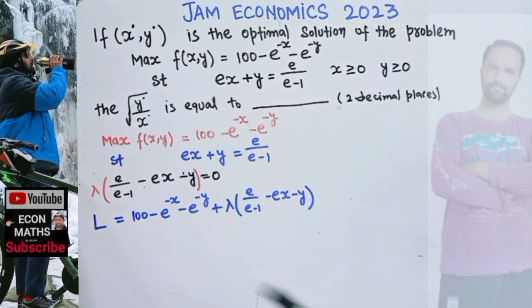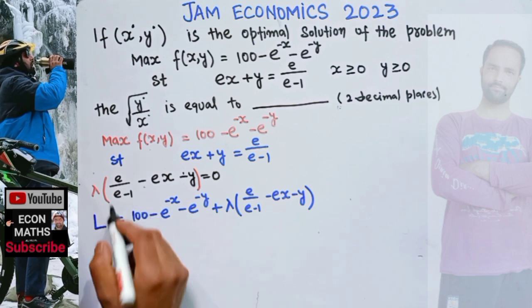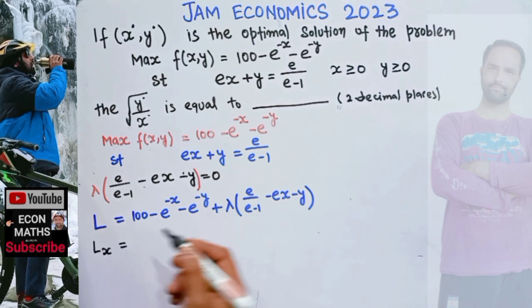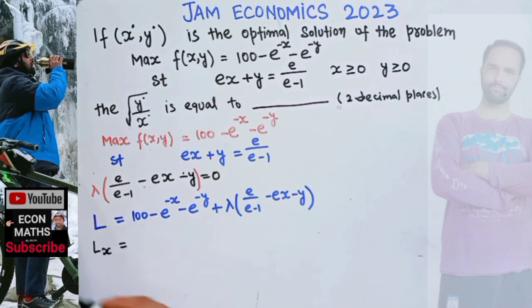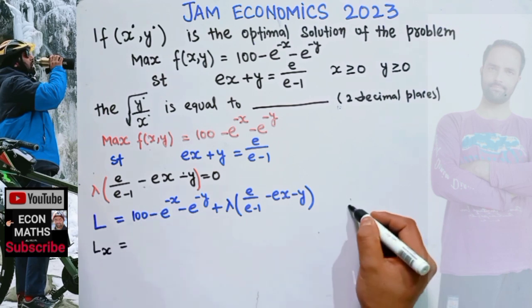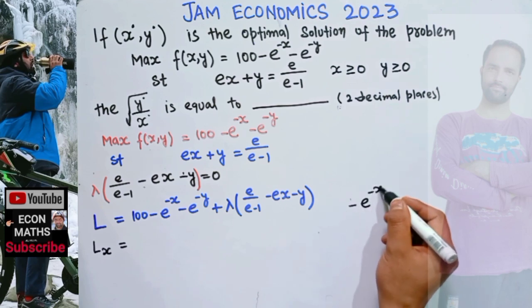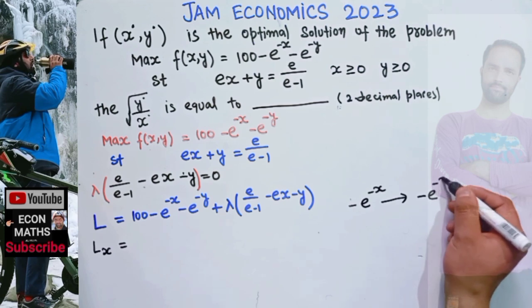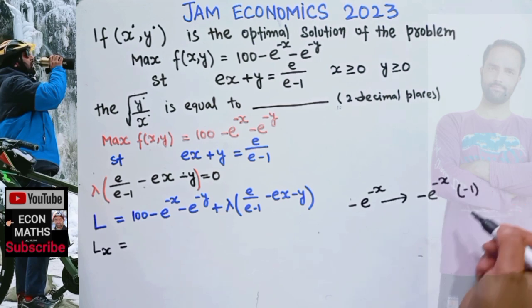Now to find the optimal values of x and y, what do we do? We partially differentiate this Lagrange's function first with respect to x and set it equal to 0, and then with respect to y and set it equal to 0, and solve them simultaneously. Let's take the partial derivative with respect to x. L_x means the partial derivative of this Lagrange's function with respect to x. Here we have the function 100 − e^(−x). Its derivative with respect to x will be −e^(−x) times −1.